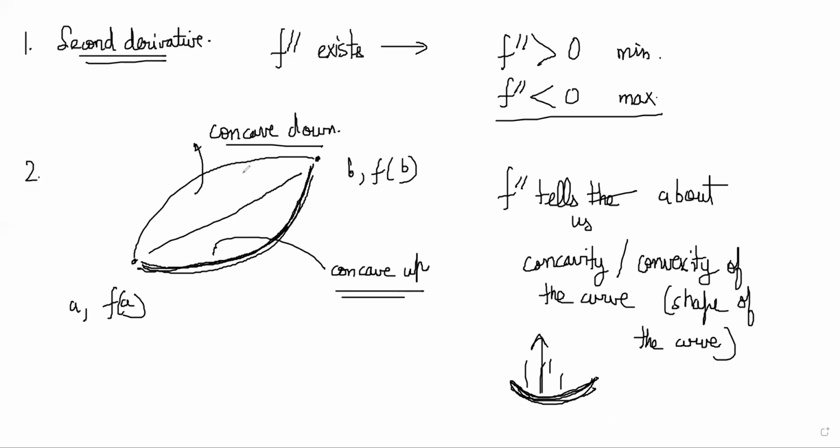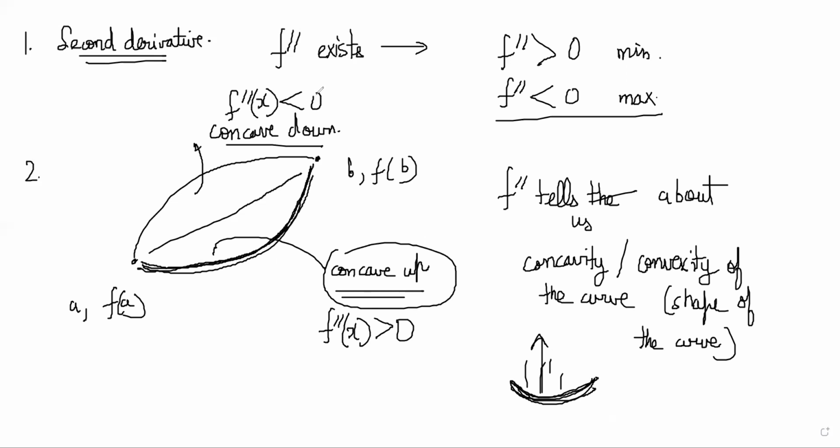The condition for this to happen is f double derivative is greater than 0, and the condition for this to happen is double derivative is less than 0. Because the double derivative is telling you the slope of the derivative curve. You can think of it like that, or just remember that double derivative greater than 0 or less than 0 implies concave up or concave down.